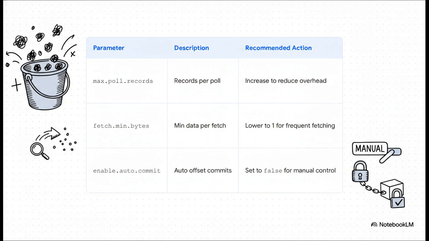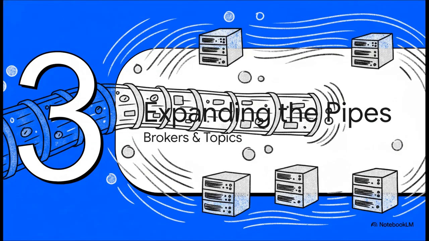This gives you precise, manual control over when a message is truly considered done, which is crucial for building reliable systems. But what if tuning your applications isn't enough? You know, sometimes the problem is simpler. Sometimes you just need bigger pipes. And that means we need to look at the Kafka infrastructure itself, the brokers and the topics.